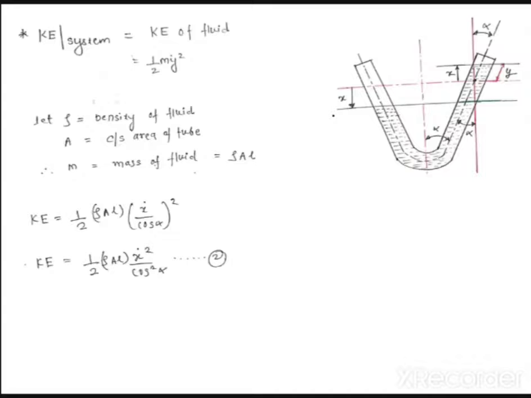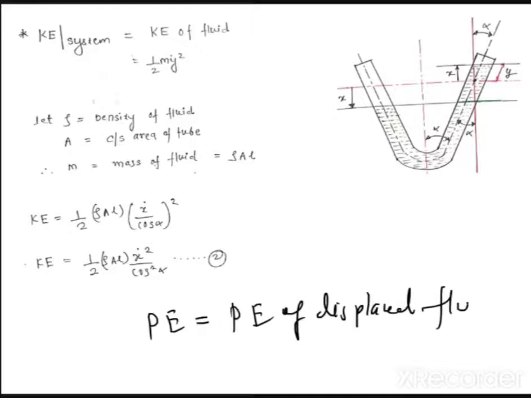Next, potential energy. Now potential energy means what? First of all, how will you find out the potential energy? The potential energy of the system is equal to the potential energy of the displaced fluid. If you have to calculate the potential energy of the displaced fluid, how will you calculate it? By the same formula.